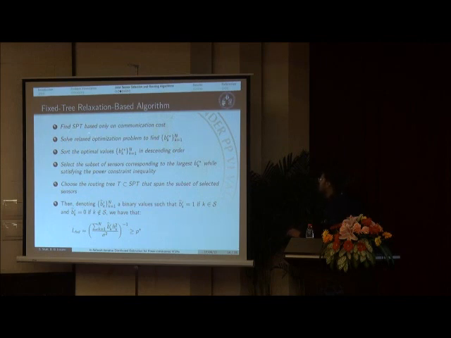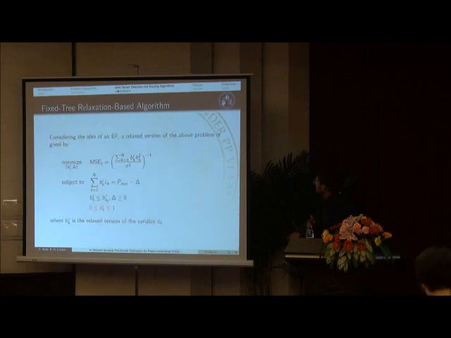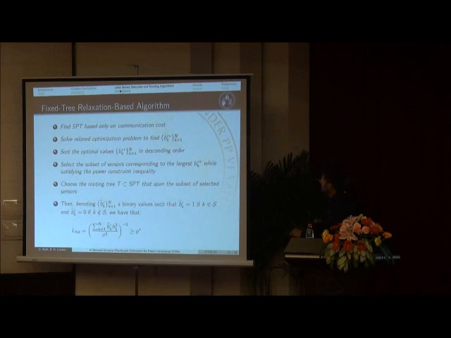First, find the shortest path tree based on communication cost and store the identity of sensor k and its parent, because we are going to use b_k less than or equal to b_kp. Then solve the relaxed problem and obtain the relaxed values of b_k. We sort these optimal values in descending order and pick the first largest k values of b_k so that they satisfy the total power budget that is provided, that is P max.